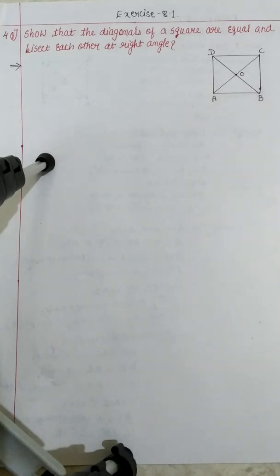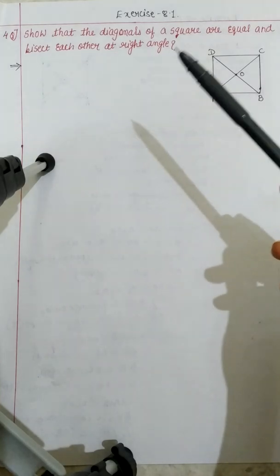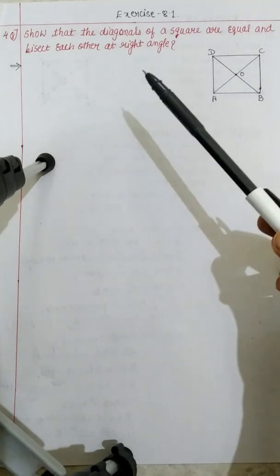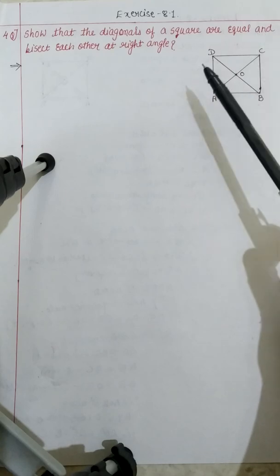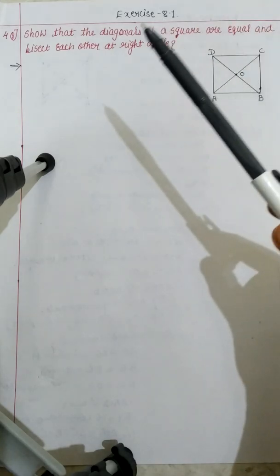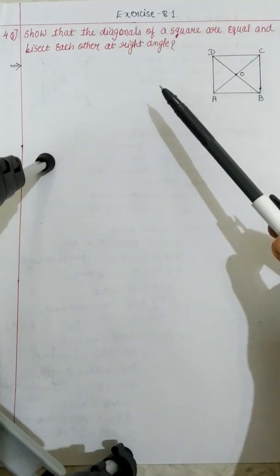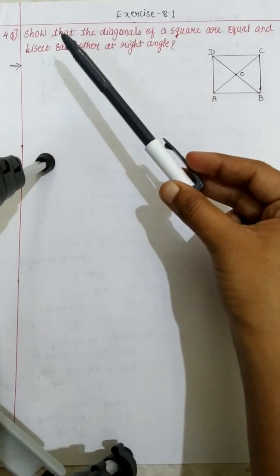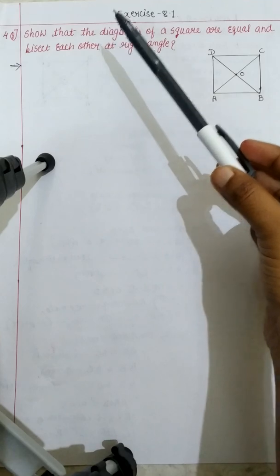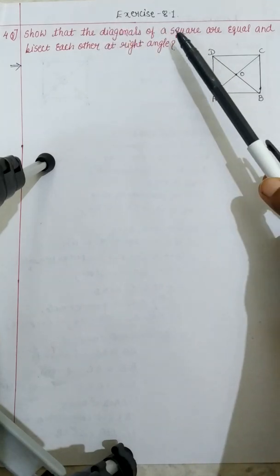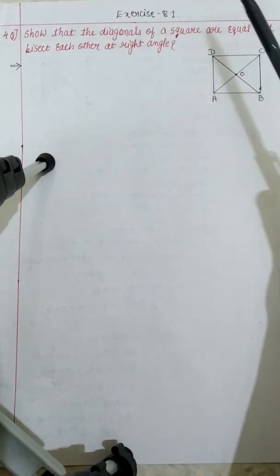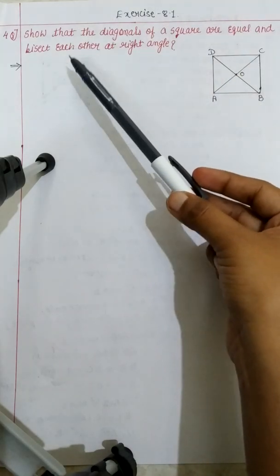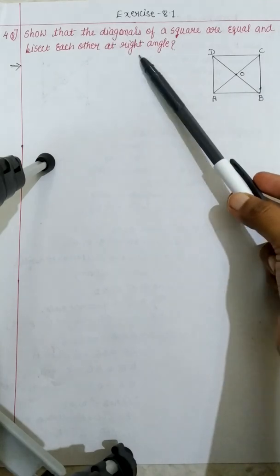Hello dear students, we are talking about exercise 8.1 question number 4, and that is: show that the diagonals of a square are equal and bisect each other at right angle. So here let's talk about what to prove in the starting. It is said, show that the diagonals belong to whom? To the square, and for those diagonals I need to show that they are equal, then I need to show that they are bisecting each other, and then I need to show they are bisecting at right angle.